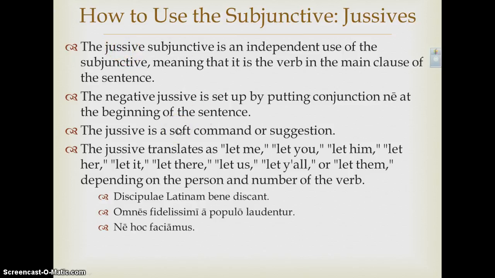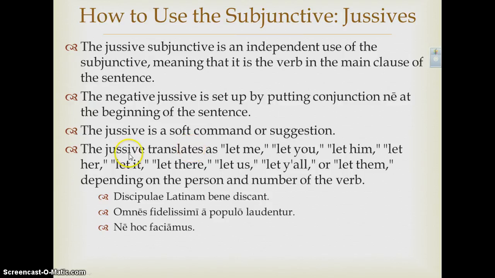You can make a negative jussive subjunctive by putting the conjunction ne at the beginning of the sentence. And what is a jussive subjunctive? A jussive subjunctive is a soft command or a suggestion. It doesn't quite have the same push as an imperative verb. Imperatives, of course, being hard commands, whereas this is a soft command or a suggestion.